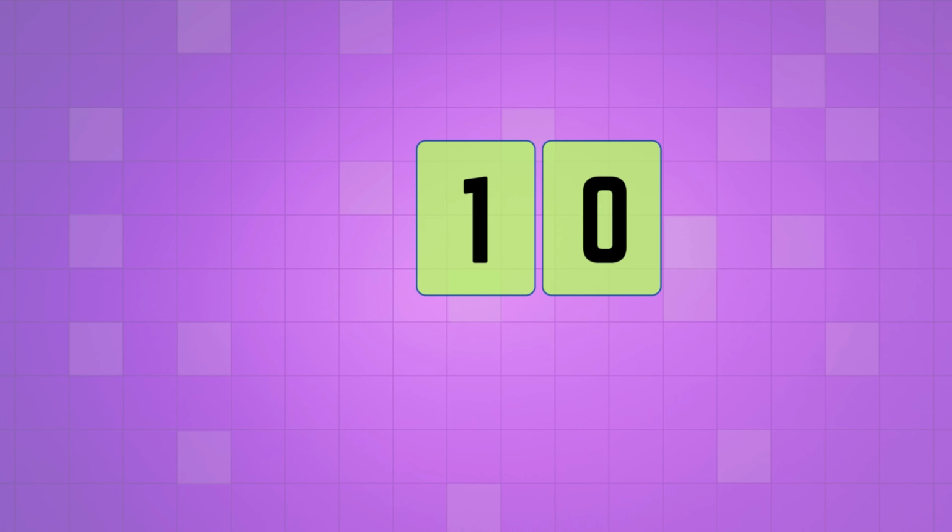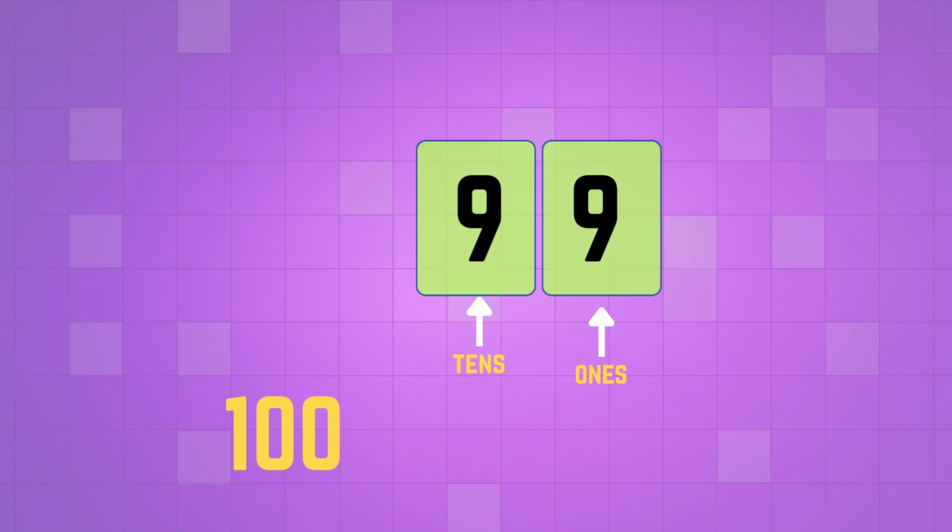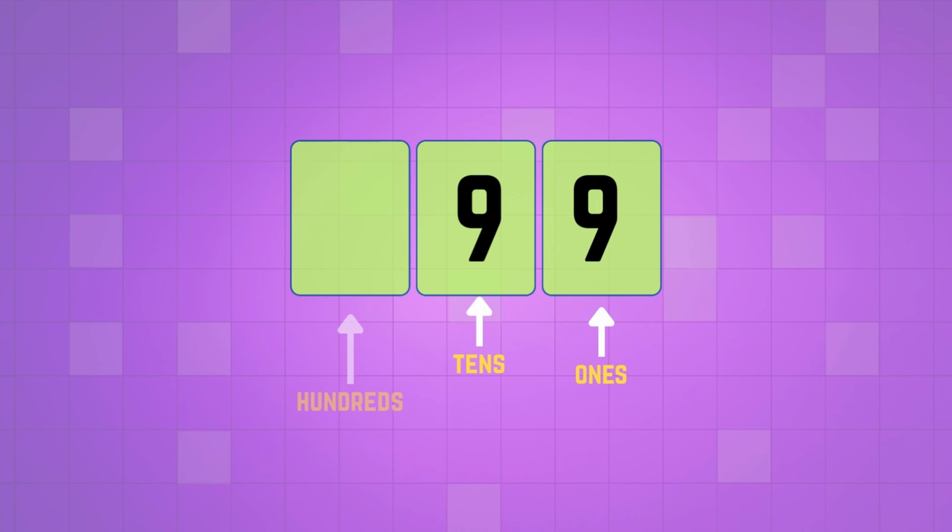When we count from 1 to 9, we don't need any extra boxes. But when we want to go from 9 to 10, we need a new box. If we keep counting all the way to 99, we still use only 2 boxes, the tens and the ones. But to go from 99 to 100, we need to add a third box, the hundreds place.